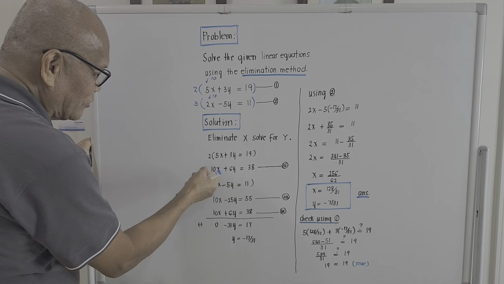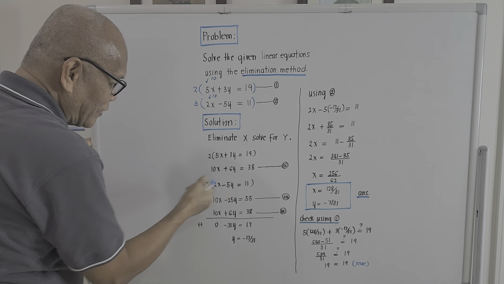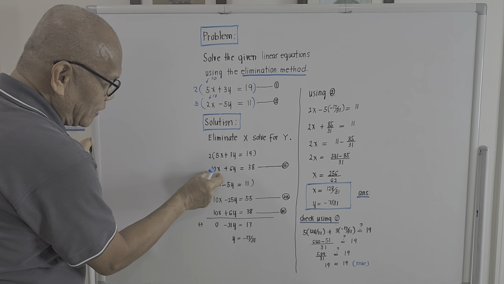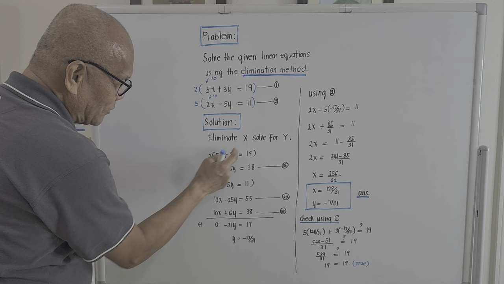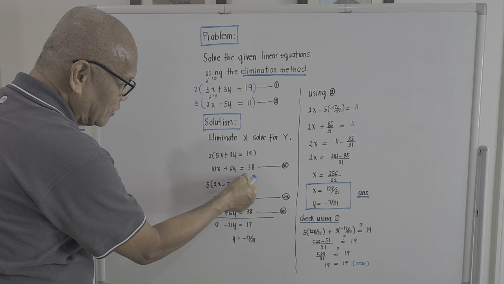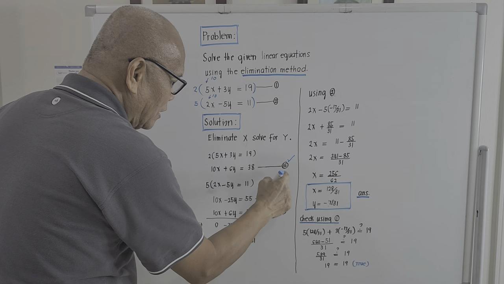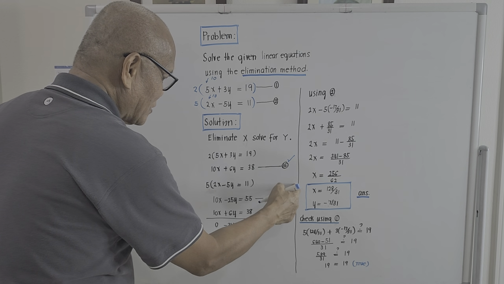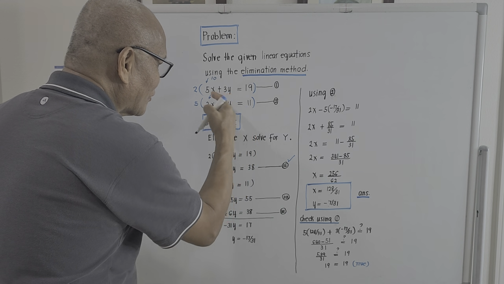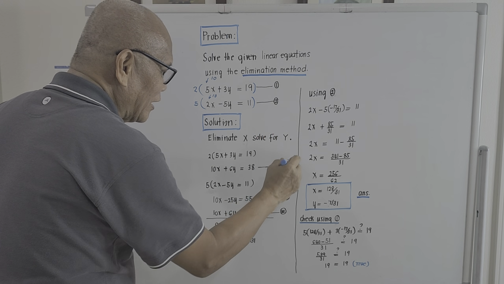So multiplying equation number 1 by 2, we expand this one, right? This will become 10x, 2 times 3y will be 6y, 2 times 19 will be 38, and we will call this equation 1a. It is 1a because the coefficients are different from equation number 1. So for it not to be equal to equation number 1, I call it 1a.